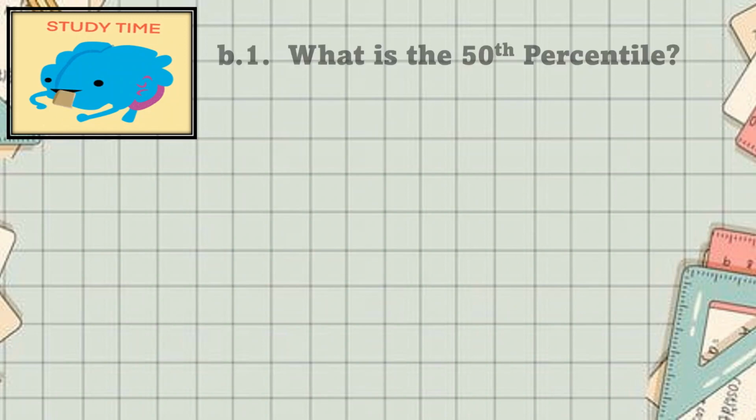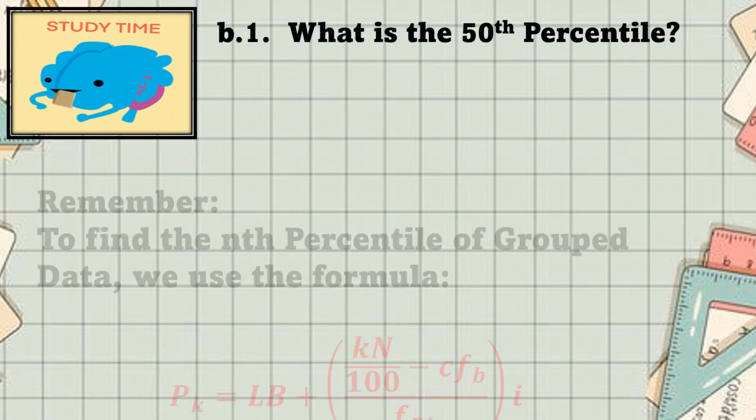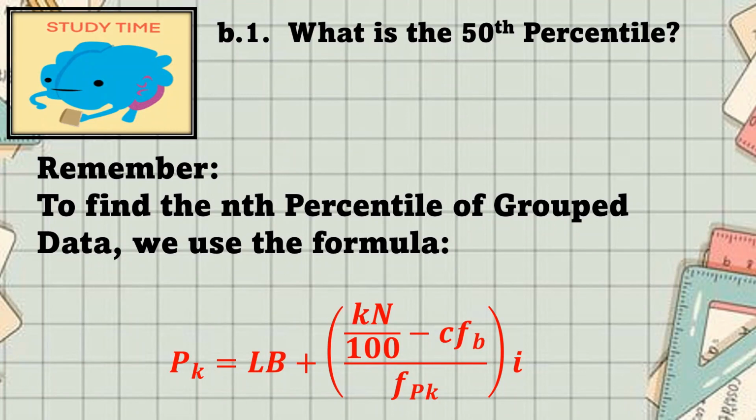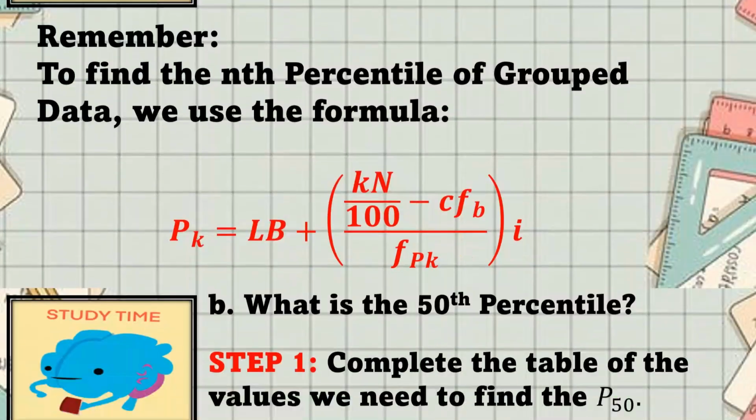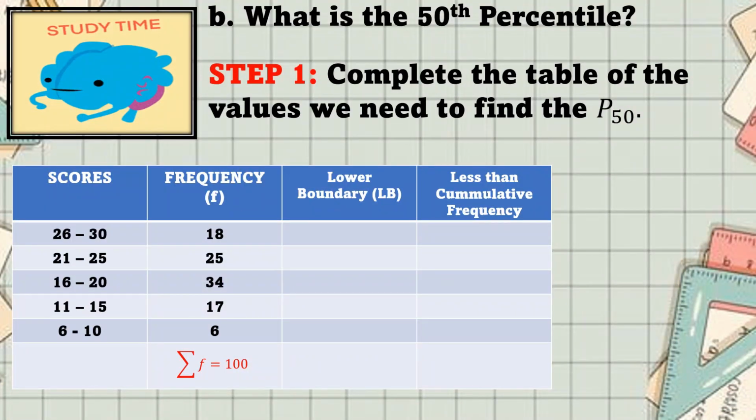Now let's solve for the 50th percentile of our problem. Remember, to find the kth percentile of grouped data, we use the formula P sub k is equal to LB plus (k times n divided by 100 minus CF sub p) all over f sub p sub k, times i. Step 1 is to complete the table of values we need to find the 50th percentile.